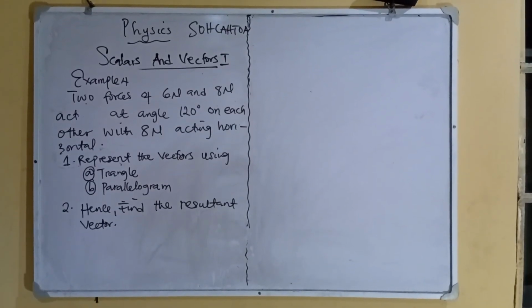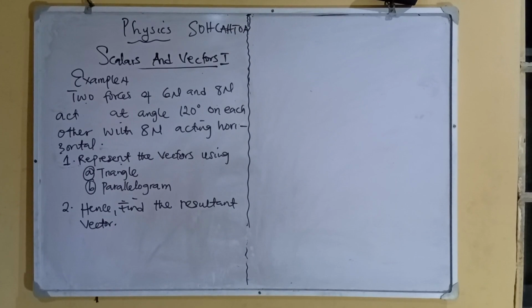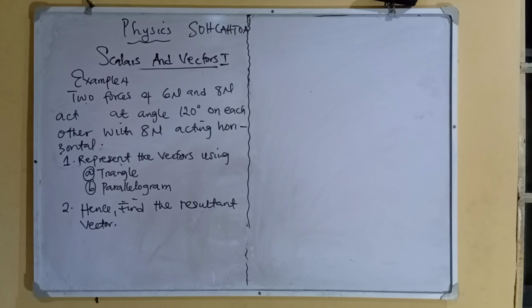All right. Let us also consider this question on the board here. We have two forces of 6 Newton and 8 Newton acting at an angle of 120 degrees to each other, with the 8 Newton force acting horizontally. Represent the vectors using a triangle and a parallelogram, and find the resultant vector.